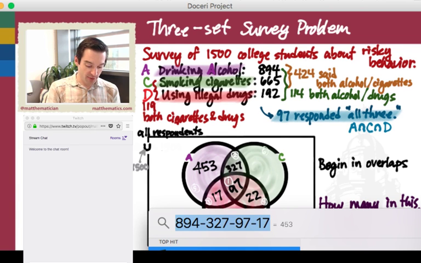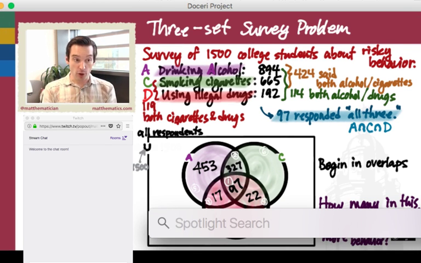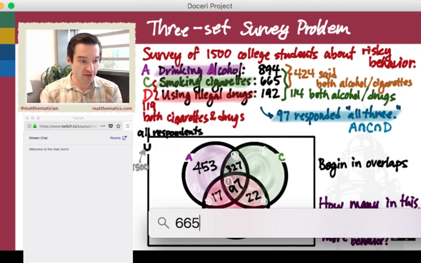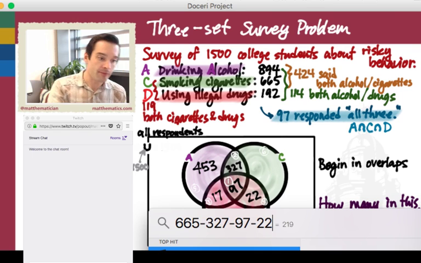As you might expect, the 6th place will go to the people who only smoke cigarettes, but who don't drink alcohol or use illegal drugs. We know that there are 665 people in this whole green circle C, but 327 plus 97 plus 22 of them have already been accounted for as doing 2 or 3 of these risky behaviors. So how many people only smoke cigarettes? We'll take the 665 and take away those 3 again, 327, 97, and 22. So in the survey, there are 219 people that only smoke cigarettes.